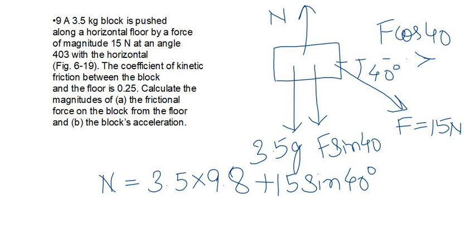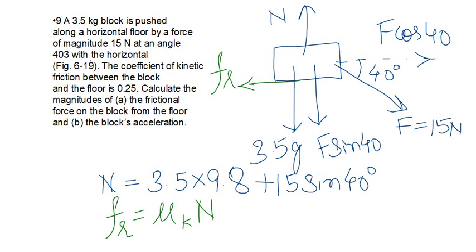Now, the frictional force acting will be in the opposite direction of the motion, that is towards left, and the friction force Fr is given by mu k N, where N is the normal force, which is acting perpendicular to the motion.